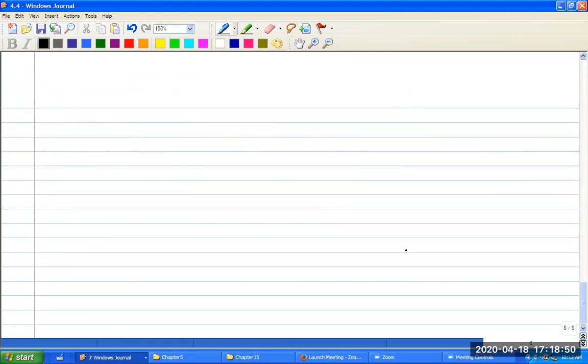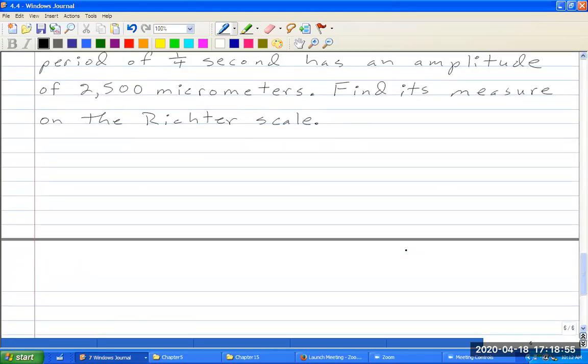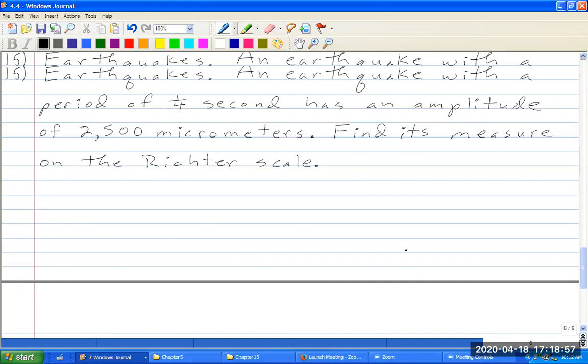15. Okay, let's go back. It disappeared for a second. Okay, so 15. Earthquakes. An earthquake with a period of 1/4 seconds has an amplitude of 2,500 micrometers. Find its measure on the Richter scale.